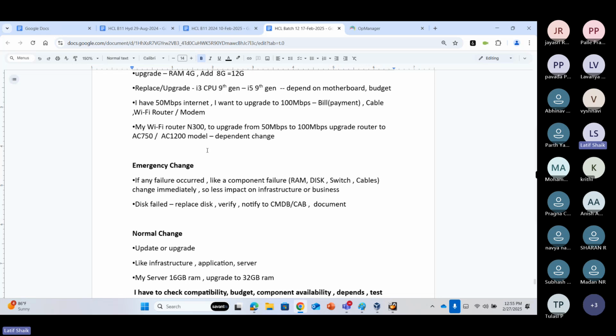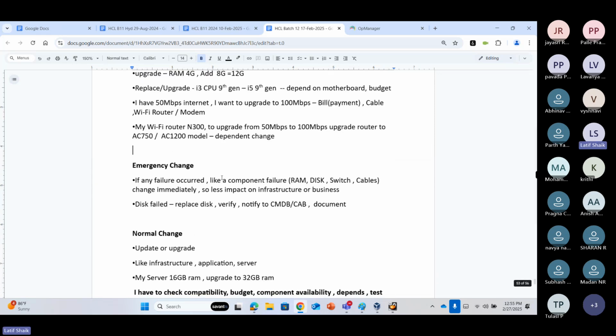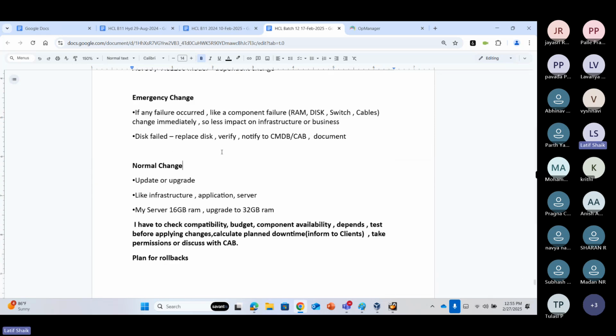Sometimes it is backfire changes, meaning you do changes and from the next day onwards it's not working. So in those cases, you must plan for rollbacks. In case of change failures, you must roll back. You roll back to the previous condition. So that is also important. Plan for rollback. This is change management.